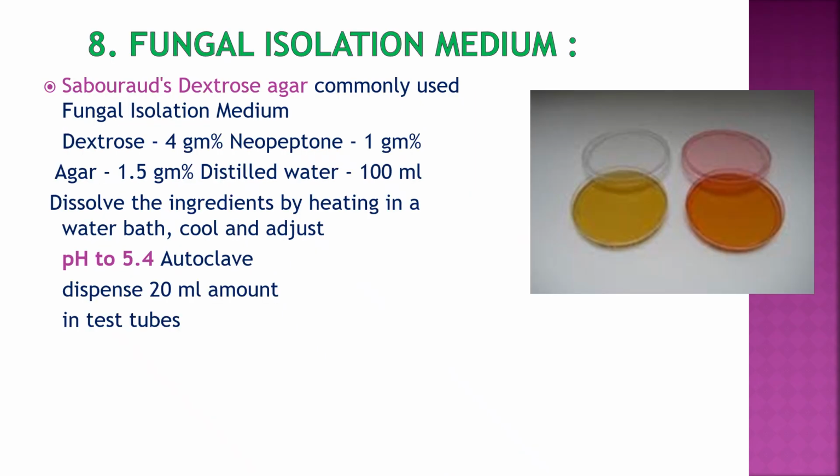Some media are for the growth of fungi like Candida, Aspergillus, Penicillium, Rhizopus and Cryptococcus. The ideal culture medium for fungal isolation is Sabouraud's dextrose agar: dextrose 4 gram, neopeptone 1 gram, agar 1.5 gram percent, and distilled water. Here the pH is 5.4, and because of this acidic medium, other commensals do not grow.